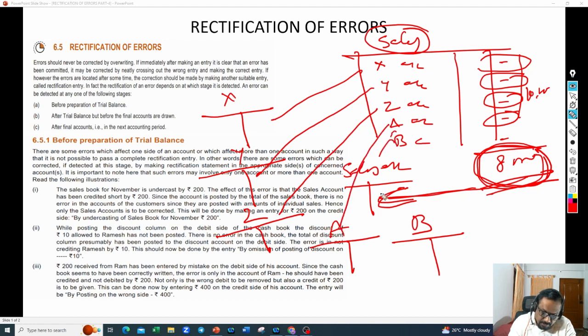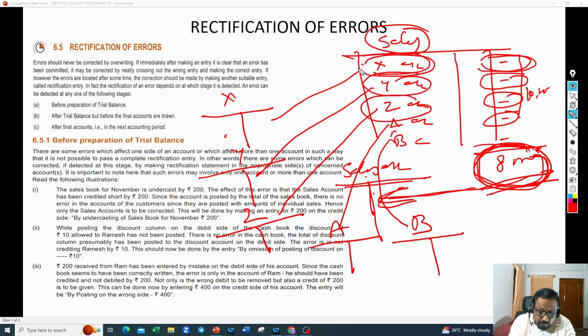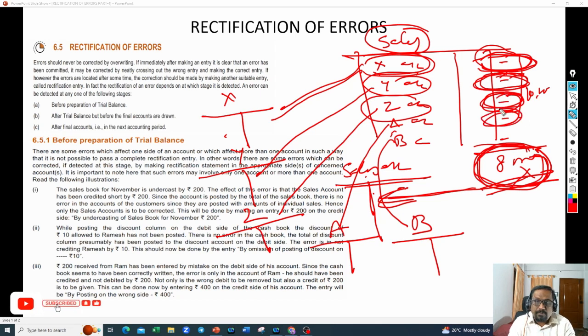Are you getting my point? The individual amounts posted against each account will be posted to their respective accounts. Whereas when I am preparing the sales account, the total of the sales book will get posted to sales account. Are you clear about this point or not? Sales book total will be posted to sales account. But when we talk about customer accounts, individual customer accounts will be posted with their respective amounts, not based on the total amount. It will be based on their individual amounts.